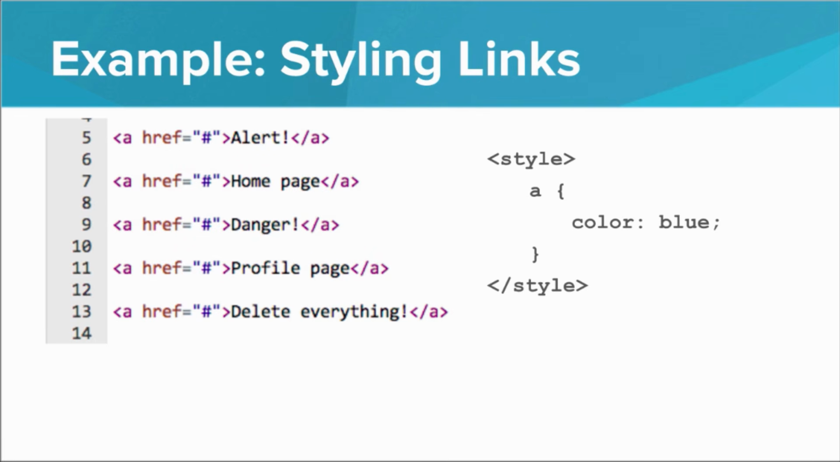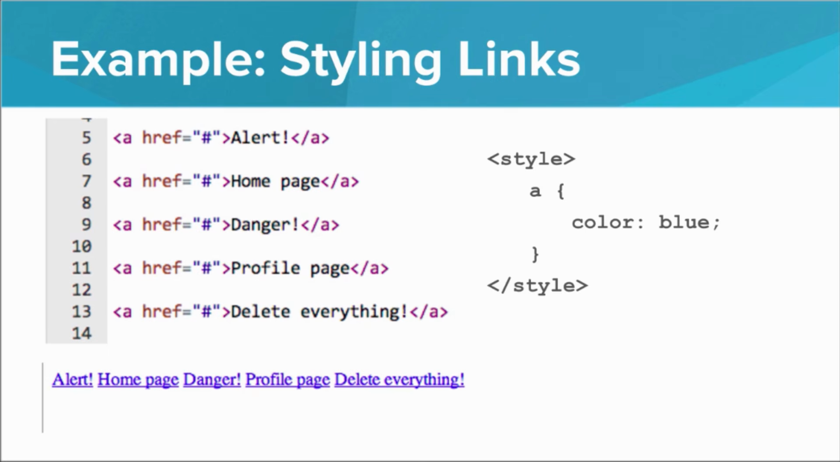Let's see an example of this. Suppose we wanted to style links. Right now we have the rule that all A tags should have the color blue. In the resulting page, we see that every link has the color blue. But the problem is we want some of these links to stand out. Alert and danger and delete everything, those are dangerous links. We might not want our users to be clicking those links.